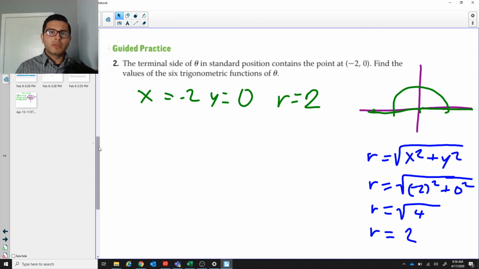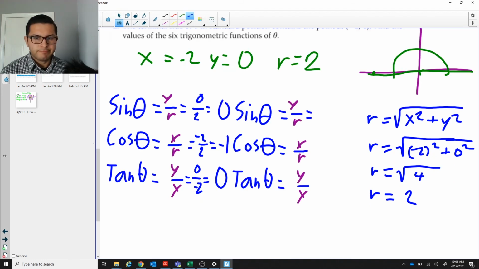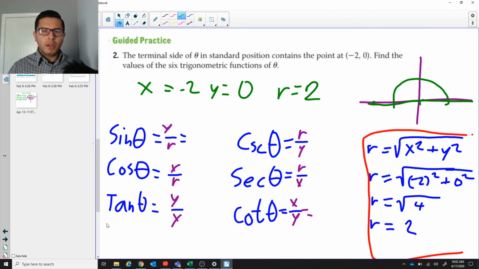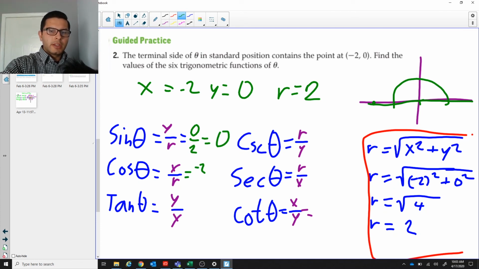So now we can just throw those into our trig functions. I have taken the liberty of literally copying this down from the previous example, and now we're just going to fill them in. Y over r will just be 0 over 2, which of course will equal 0. X over r will equal -2 over 2, which will equal -1. Y over x will equal 0 over -2, which will equal 0.